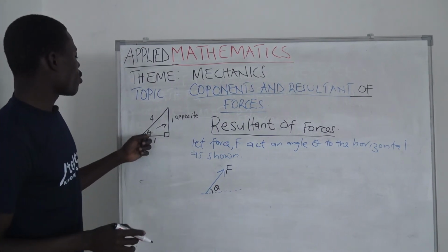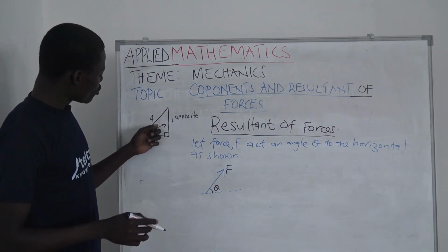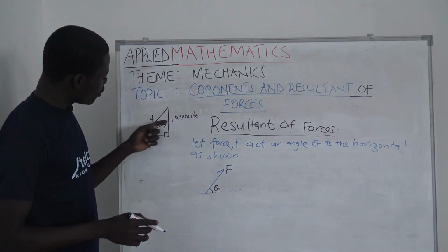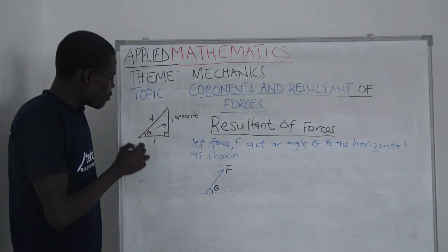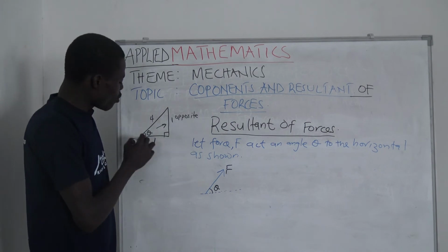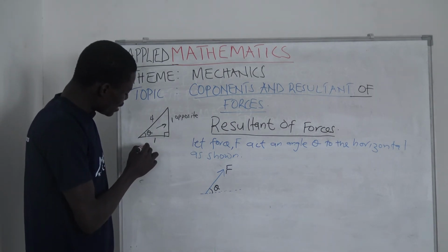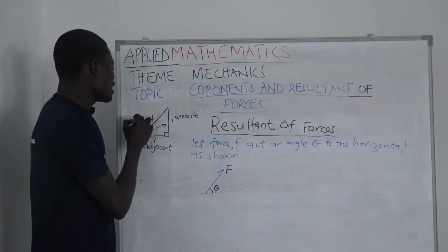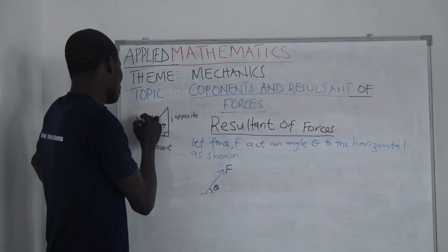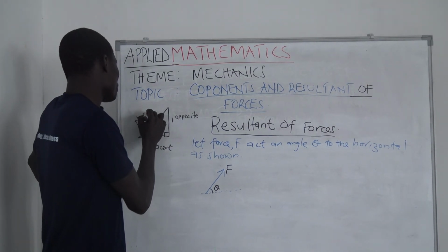The side which is opposite to that angle is called opposite. And then the one which is next to that angle is called adjacent. And then this one is called hypotenuse.